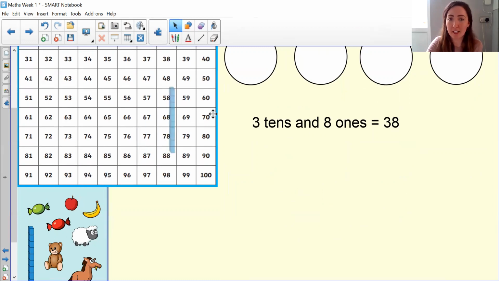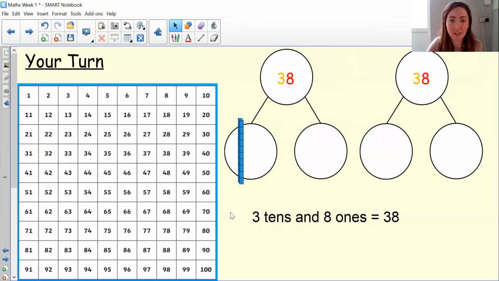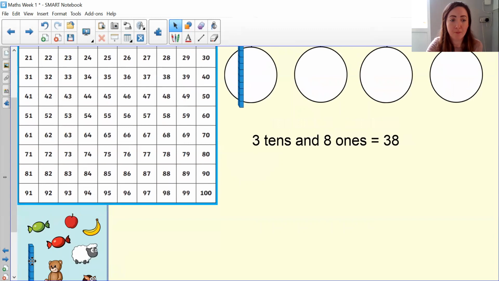Count with me to make sure I'm getting the right amount. 1, 2, whoops, where's that gone? 2, 3, there's my 3 tens. Now I need to get my 8 ones.